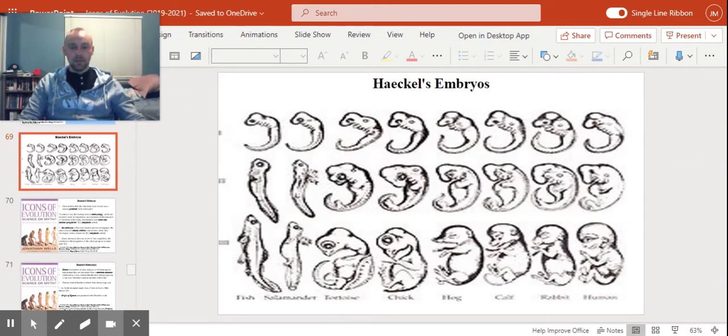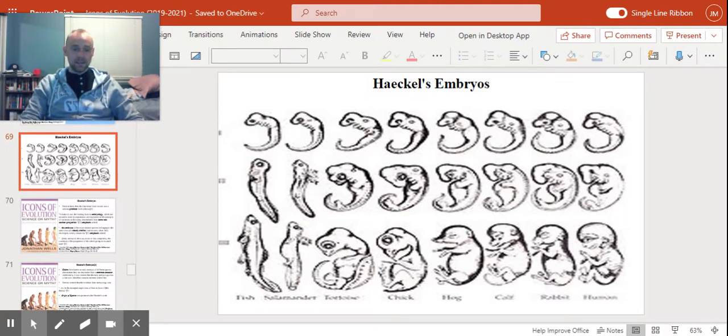Icons of evolution, Haeckel's embryos. So one of the common icons of evolution to see in textbooks, even still now, although I'm sure with updated technology that allows for more precise showing of evidence and the way the real world is scientifically, it is still common to see something like this in textbooks as evidence for naturalistic evolution.